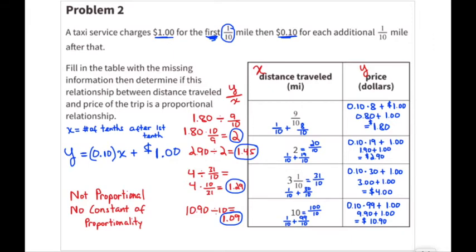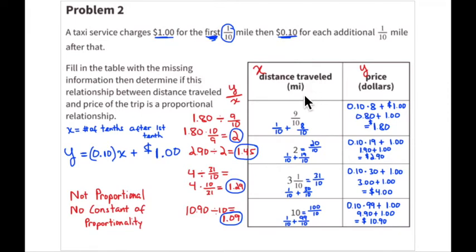This is problem number 2, and this is similar to the first problem in that here's a table, and you're supposed to figure out whether or not this relationship of distance traveled in a taxi is proportional to the cost of taking the taxi, the price in dollars. In this situation, the first 1/10 of a mile that you travel in the taxi costs you $1. However far you travel, that first 1/10 of a mile is going to be $1. And every 1/10 of a mile after that will cost you 10 cents.